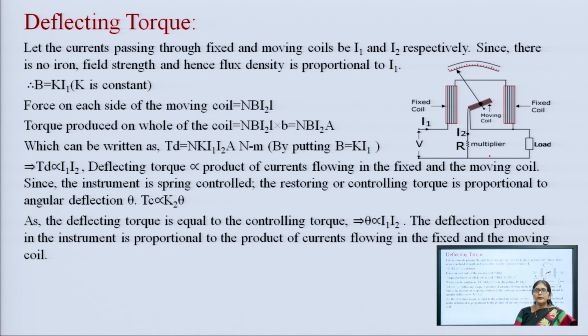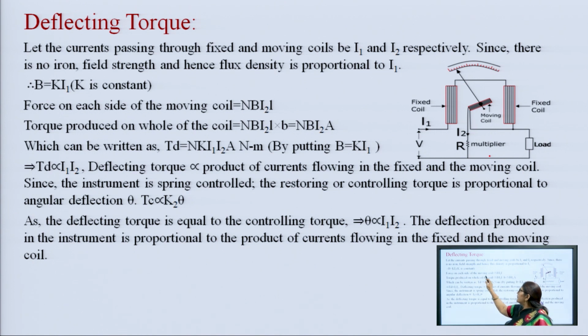Now, the deflecting torque that is produced in a normal electrodynamometer type instrument. Suppose here we can see that the current passing through the fixed coil is I1 and the current passing through the moving coil is I2, and a resistance is also connected with the moving coil. Let the currents passing through the fixed and moving coil be I1 and I2 respectively, then the field strength, and hence flux density, is proportional to I1. So, here B is equal to K into I1, where K is a constant.